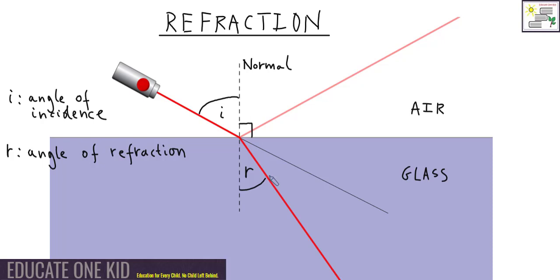This angle here between the ray that travels inside the glass and the original direction of the ray, this angle is called delta. Let me write that again. So this may be a new letter for you. It is actually a Greek letter. So this letter is pronounced or is called delta.